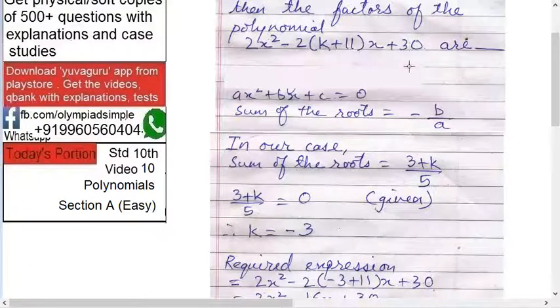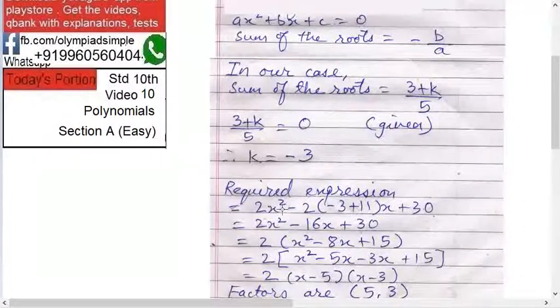Now it's simple. The expression becomes 2x² − 2(−3 + 1)x + 30. Solve this, you will get 2x² + 4x + 30. Now take 2 common, it becomes 2(x² − 8x + 15). Then what are we required to do?